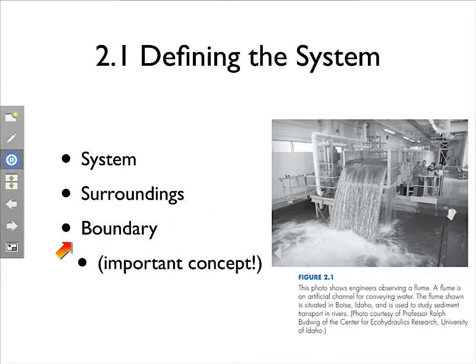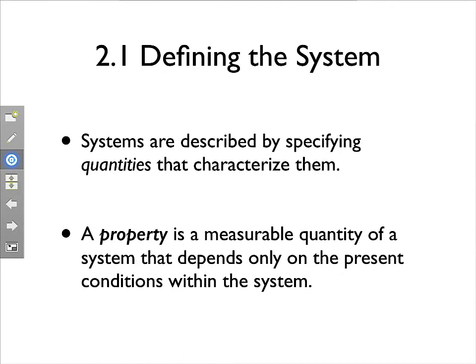And then what's really important is understanding what the boundary conditions are. And that's just going to depend on the type of problem that we're trying to solve and look at. And we know in fluid mechanics and also other types of engineering problems, boundary conditions are quite important. And that will be true in fluid mechanics as well in this course. So systems are described by specifying quantities that characterize them. And in particular, we're interested in this chapter and in engineering in general in looking at properties.